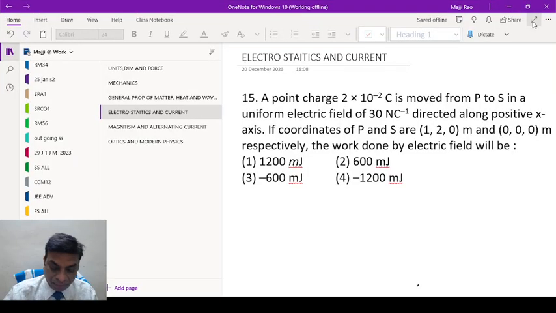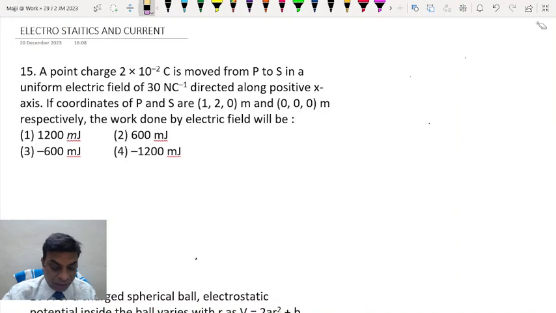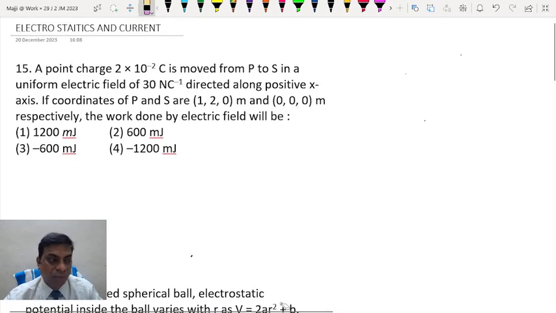Today I have come with questions based on electrostatics and current which were asked in the second shift of 29 January 2023. Okay, so without wasting time, let us discuss them one by one.